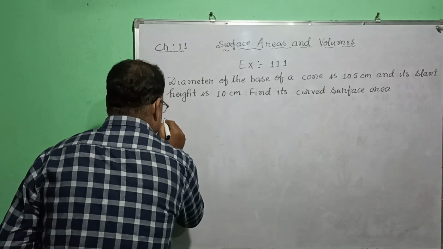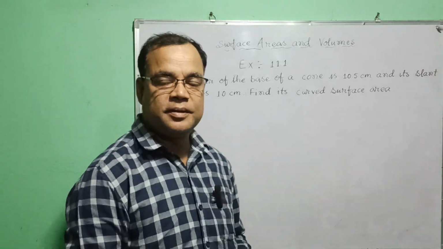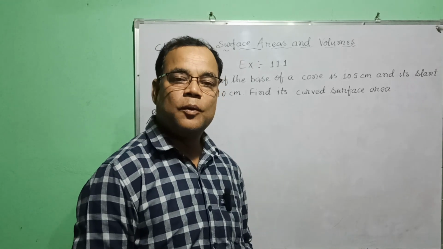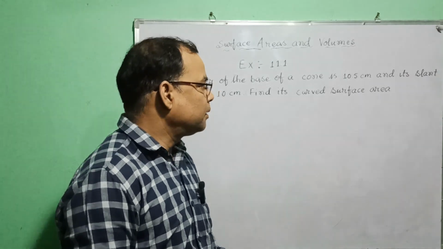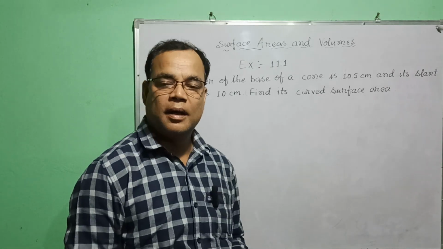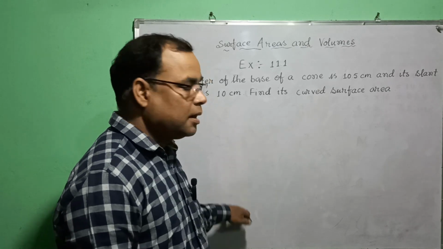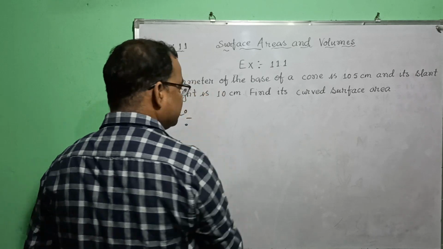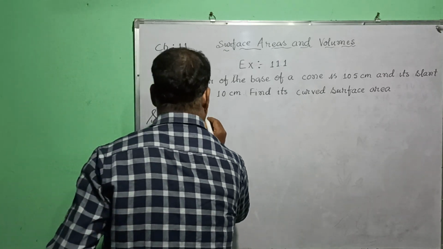In surface area and volumes, in my previous videos, I have given the formulas like cube, cone, cylinder, then sphere, hemisphere, spherical shell. All these formulas are given already. So in this video, I am not giving the formulas. So I'll start from the question only. So here diameter is given, but in our formula the radius is needed. That's why we will write it.